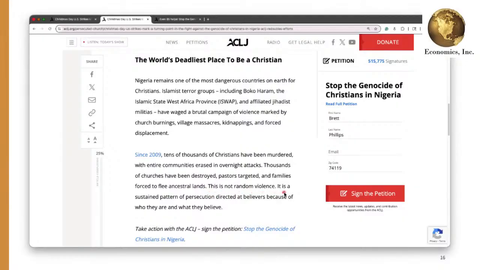This is not random violence. It is a sustained pattern of persecution directed at believers because of who they are and what they believe. This is coming from the ACLJ. And so what's going to happen with this course, we're going to add to the efforts to stop this, because the military and the government would rise up and they would put a cease and desist on us.